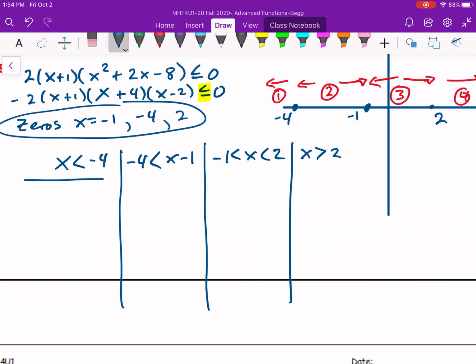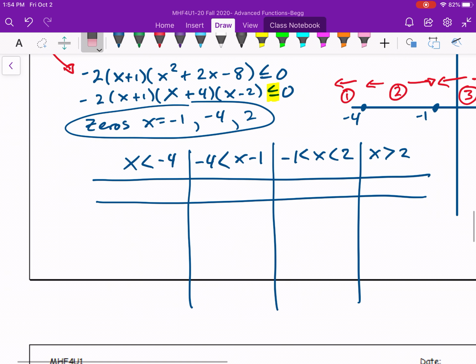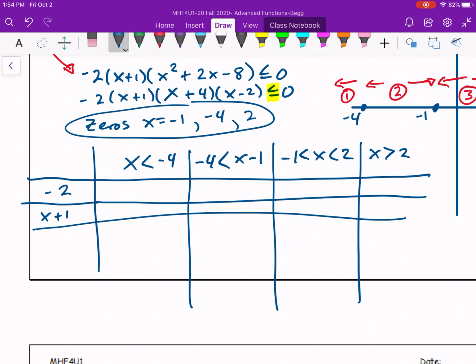Then we're going to take our factors and we're going to put them in a different row of the table. So even the constant factor -2 gets its own row. And so then we'll have x plus 1. Oops, except that I put it in the wrong place. Sorry, I need to go a little bit farther to the right. I need to add another column here. I don't want to write it underneath the x less than -4. So -2 here, x plus 1, x plus 4, and x minus 2.